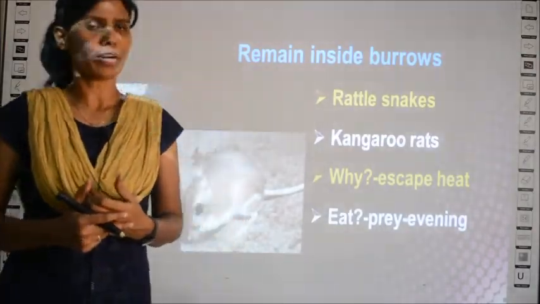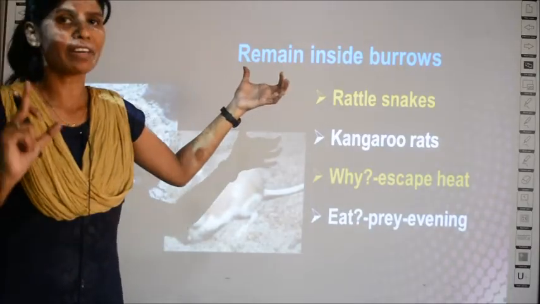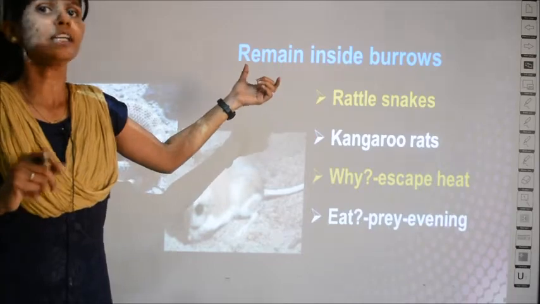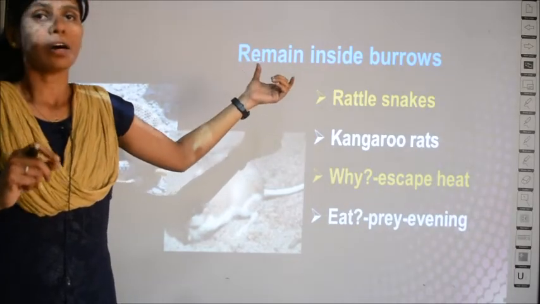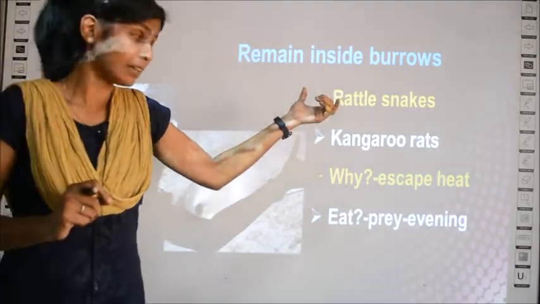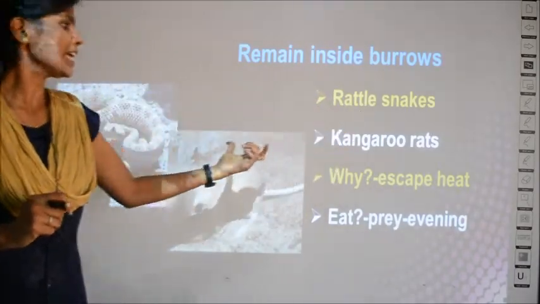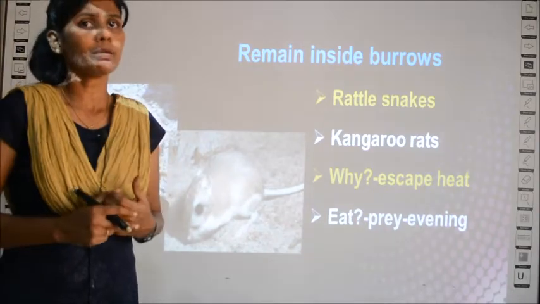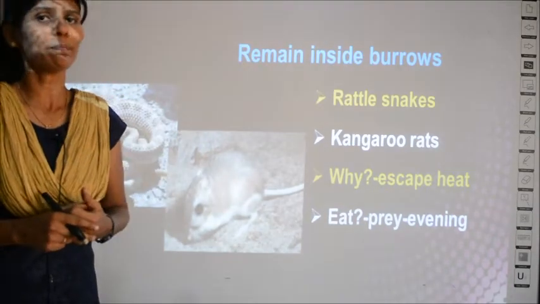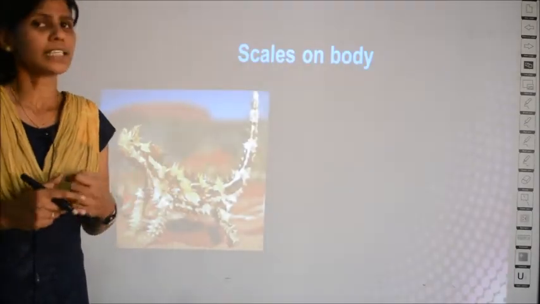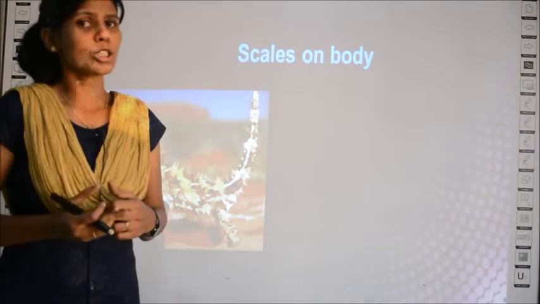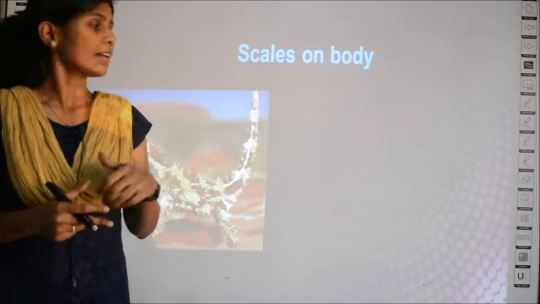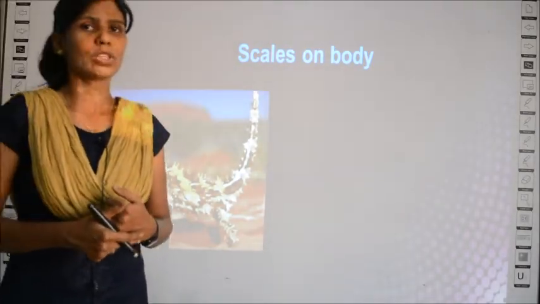They will go and search for prey. So what have we studied about the first adaptation? The first adaptation is to remain inside the burrows. Examples of animals which live inside the burrows are rattlesnakes and kangaroo rats. And why do they do this? They remain inside the burrow to escape from the high temperature that prevails in the desert. And when do they search for their prey? They search for their prey during the evenings when the sunlight is down and the temperature is low.